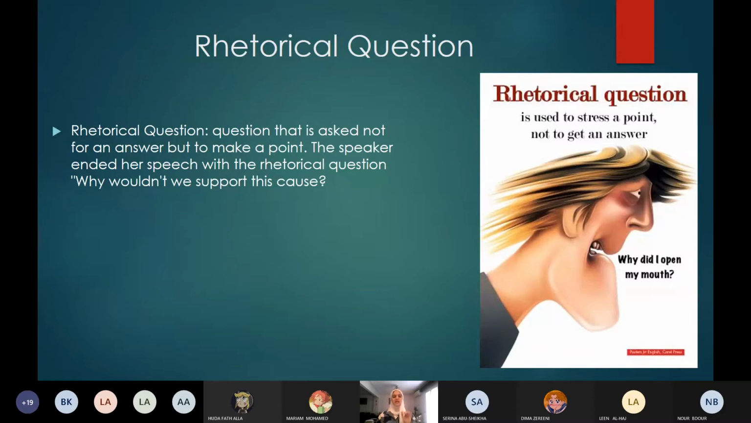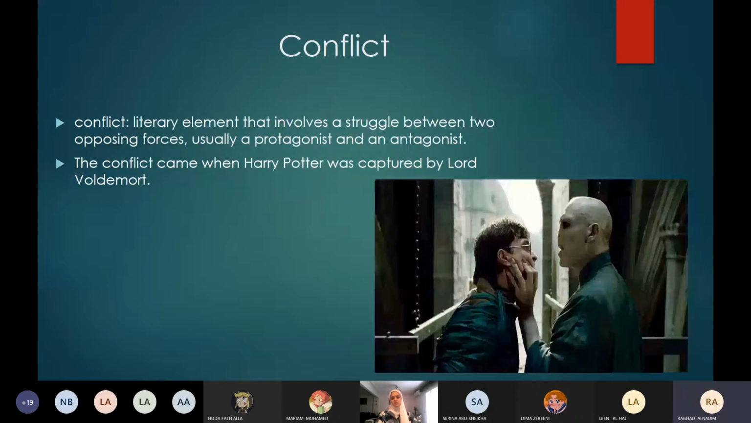What is a conflict that you've just said? A conflict? Yes. The problem. Yes, the problem here. The problem between whom and whom? The problem between... I don't know between whom. The protagonist and antagonist here. Okay. Judy, who is the antagonist here?